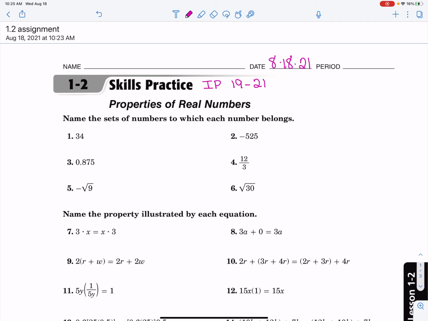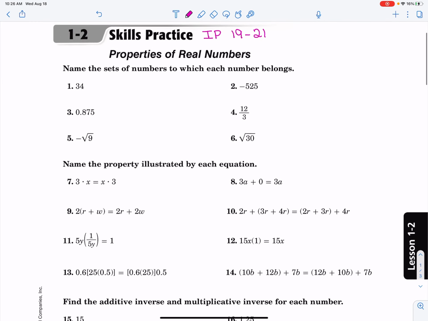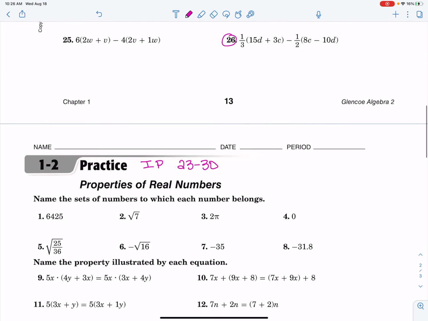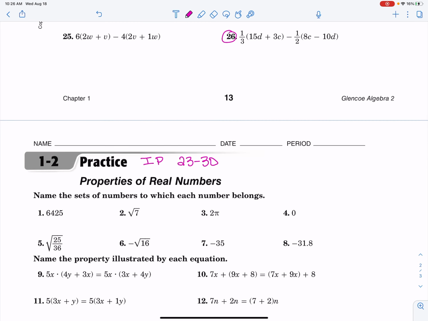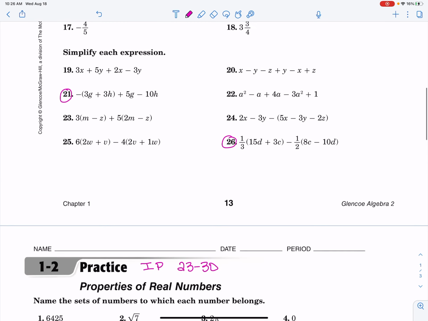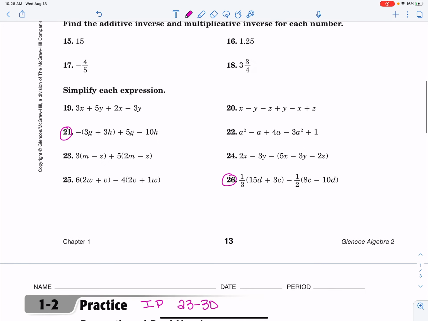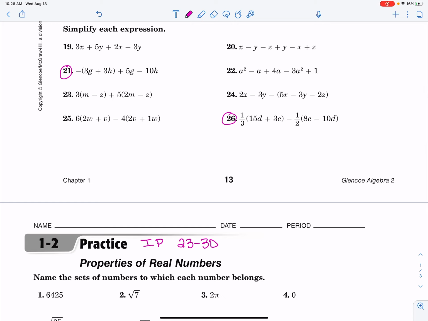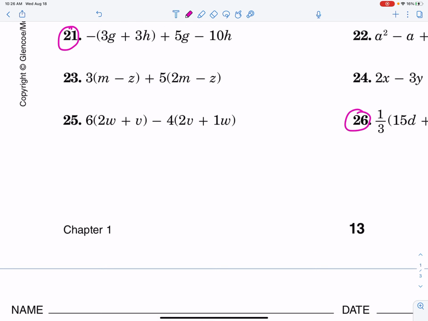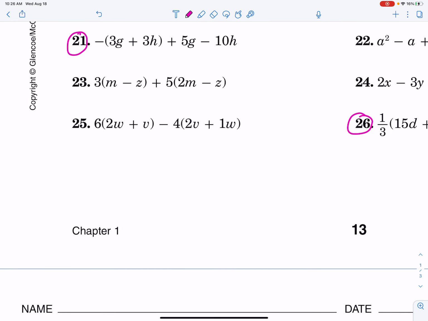I have the full worksheets here, but the worksheets that you took home only show the problems that you need to complete. So on the first side of skills practice, it's going to be examples 19 through 21. And on the practice side, it's going to be examples 23 through 30. Okay. So I'm going to start on the side that is skills practice, and I'm going to be doing numbers 21 and 26.